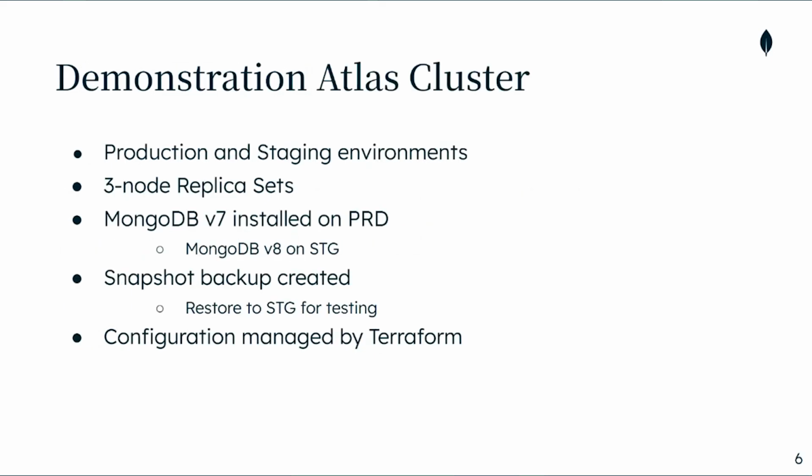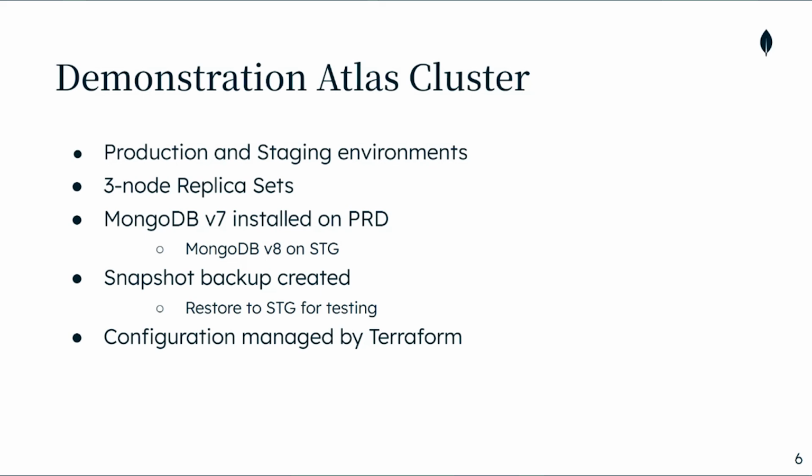Now, what I have already configured are my staging and production environments. They are both identically configured 3-node replica sets. I have already taken a snapshot backup from my production cluster and restored it to my staging cluster. And I've already upgraded my staging cluster to MongoDB version 8 and confirmed that everything is working, that my upgrade is not going to affect my data. So I already have a high level of confidence that the upgrade on my production server will be a success.